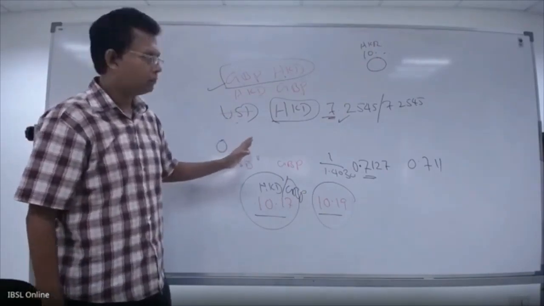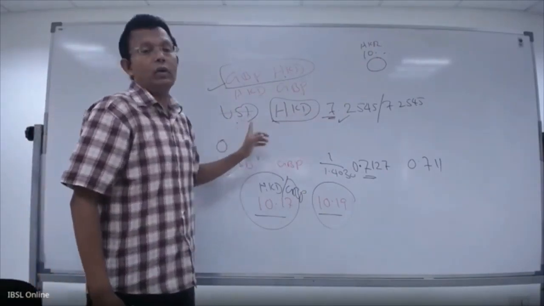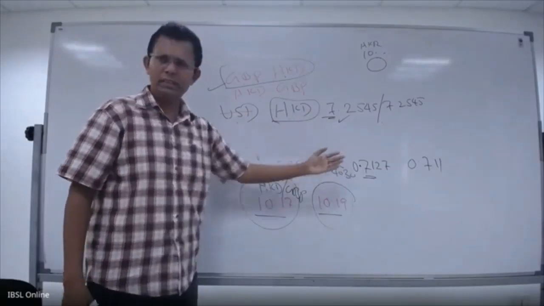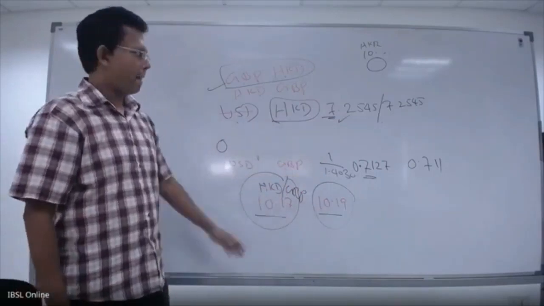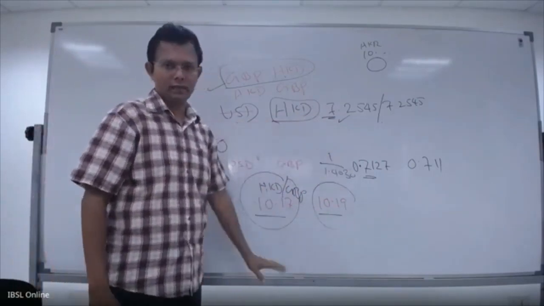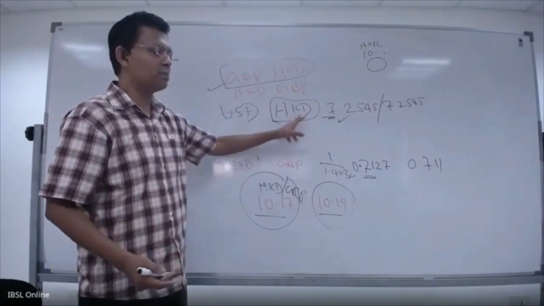Who pays more? This guy pays more for $1. The one who pays 7 is 0.7, and this one is 7 rupees. We say the one who pays 7 is 0.7. And who pays more? HKD pays more.